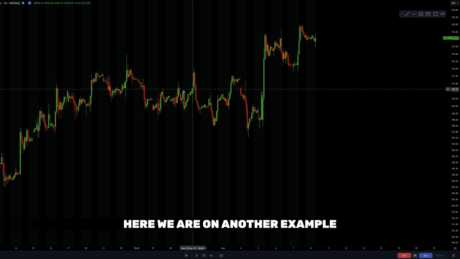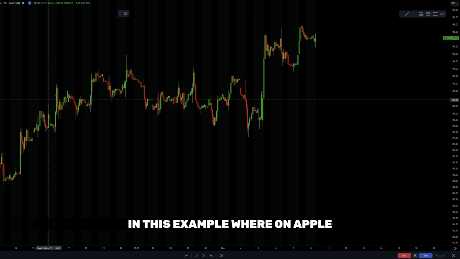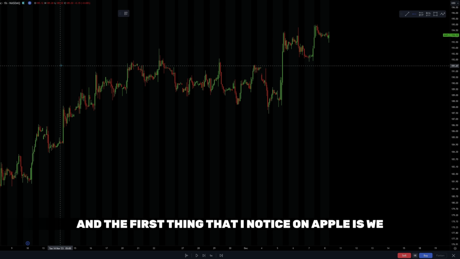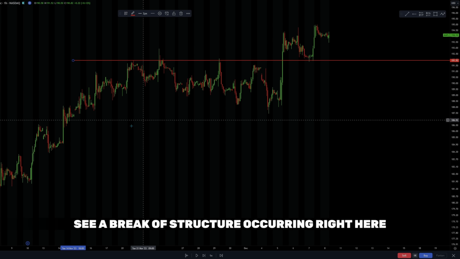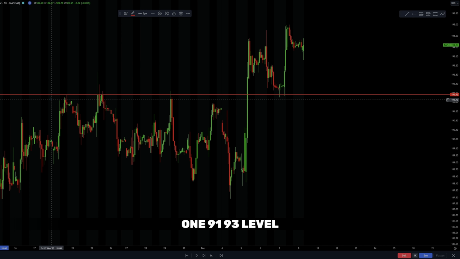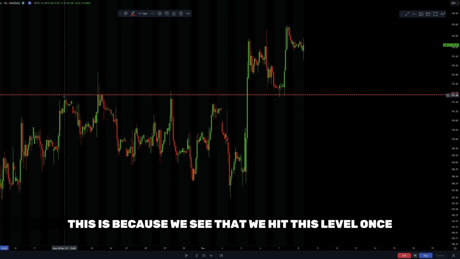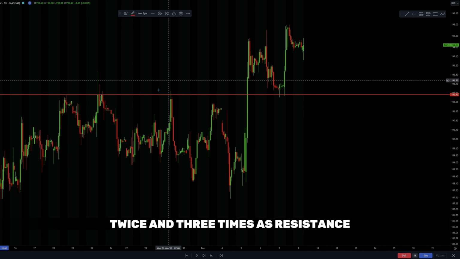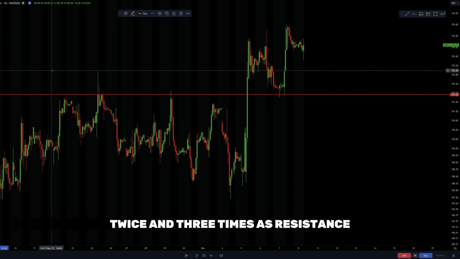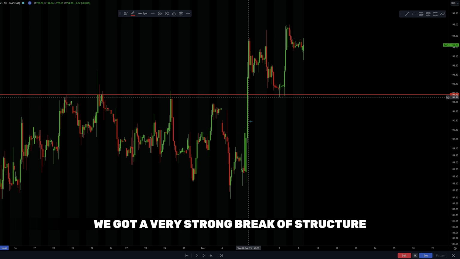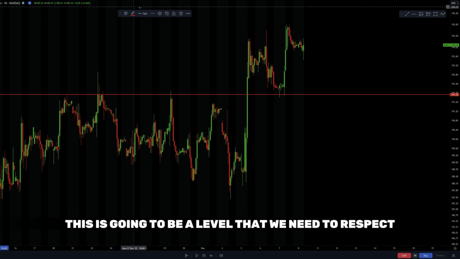Here we are on another example. In this example, we're on Apple. And the first thing that I notice on Apple is we see a break of structure occurring right here, the 191.93 level. This is because we see that we hit this level once, twice, and 3 times as resistance, and we could not break above. But when we did, we got a very strong break of structure. And therefore, this is going to be a level that we need to respect.